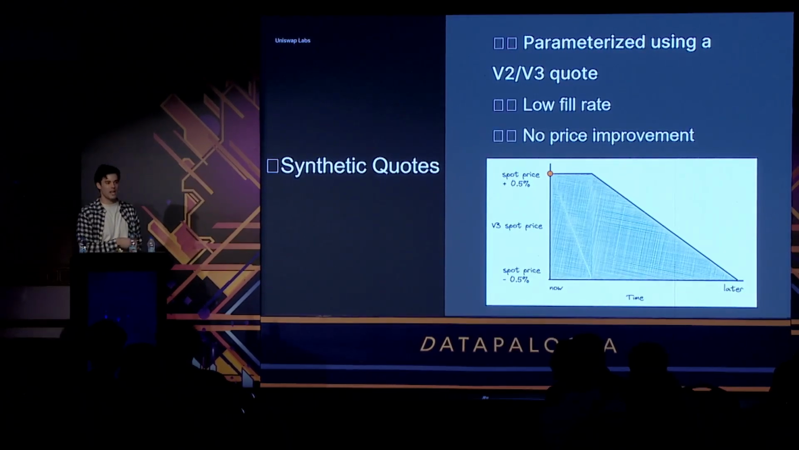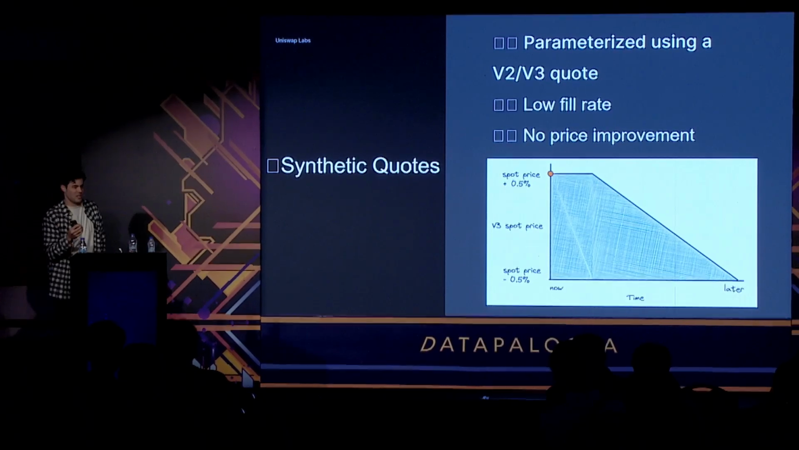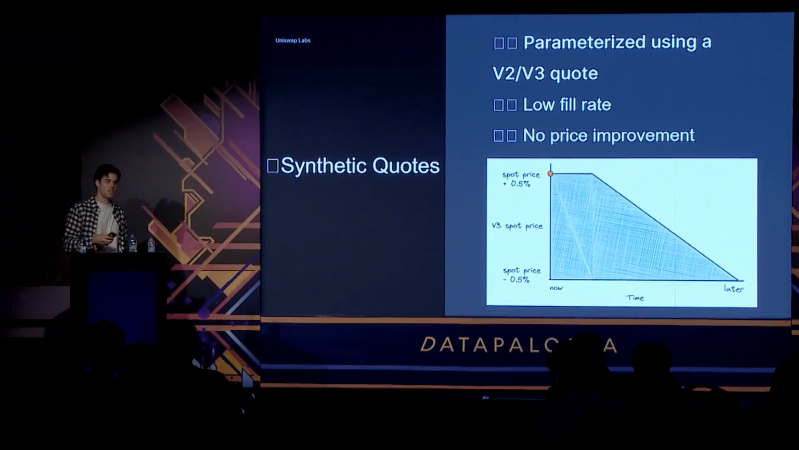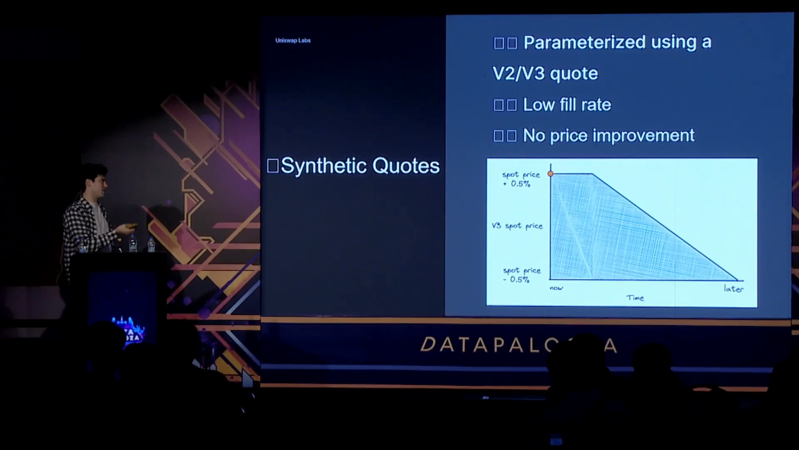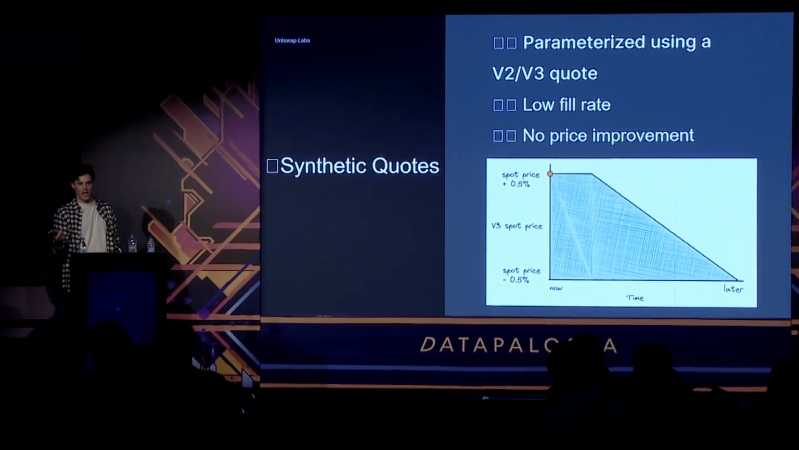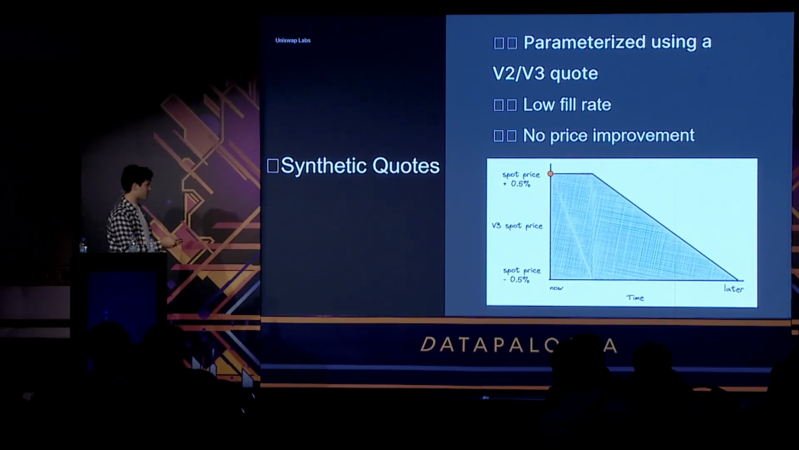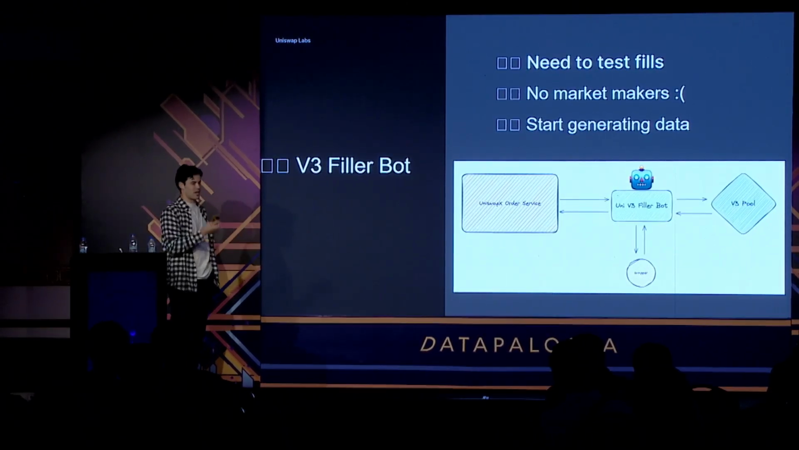So what we did instead was we bootstrapped our system. We built these things called synthetic quotes, and essentially they're just parameterized using the V3 spot price. So in this example, this would be like an order that is 50 bips above the V3 spot price as your start amount, and then your ending price is 50 bips below.